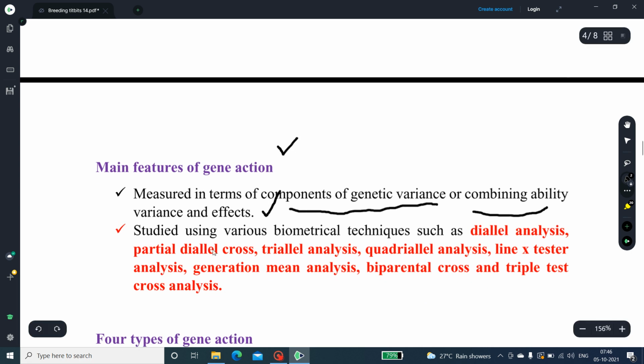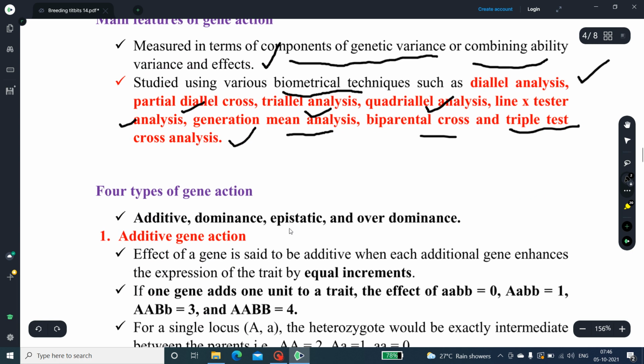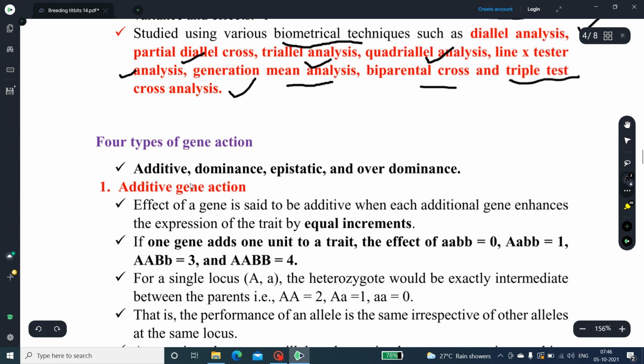The gene actions are studied using various biometrical techniques such as diallel analysis, partial diallel cross, triallel analysis, quadriallel analysis, line into tester analysis, generation mean analysis, biparental cross and triple test cross analysis. These are all the biometrical techniques which are used for measuring the gene action. There are four types of gene action: additive, dominance, epistatic and over dominance. First we will discuss one by one.